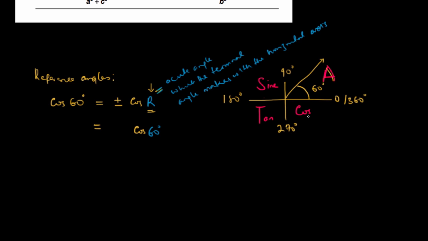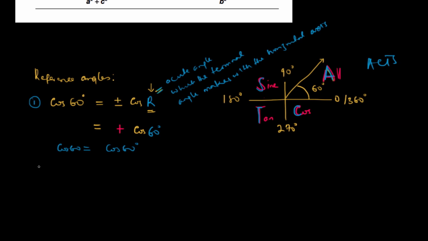The same thing happens here. A very good way to remember this is ACTS. Since the angle we drew here is 60 degrees and it fell in the all-positive region, we are going to choose plus. So the cosine of 60 is simply the cosine of 60 degrees. But this is for the first example.